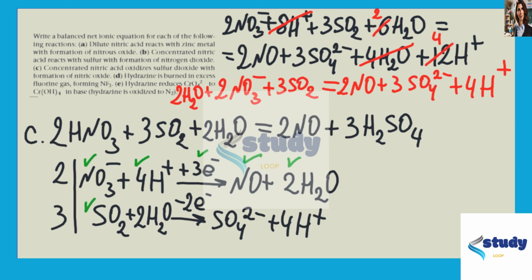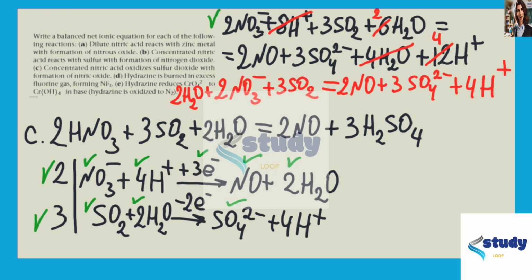SO2 becomes SO4 2-. To balance oxygens, you add 2 waters, and it also balances hydrogens. To balance the 2 reactions, you multiply the first row by 2 and the second row by 3. Then you'll have 3 donated electrons and 3 accepted electrons. When you write out everything, you get this equation.